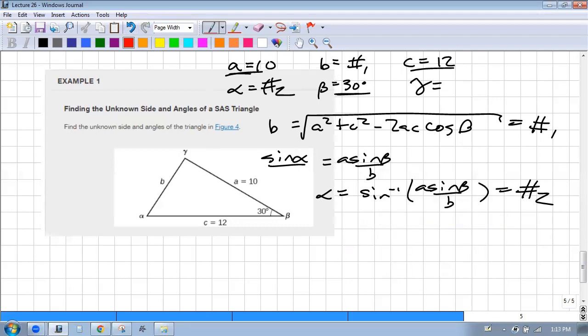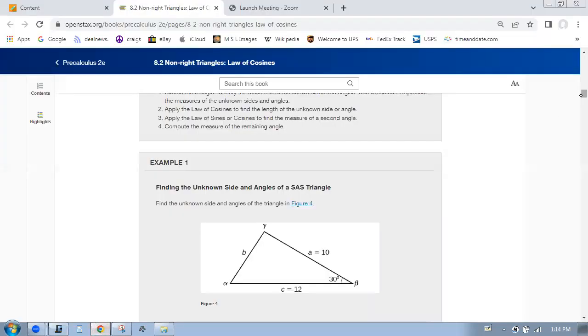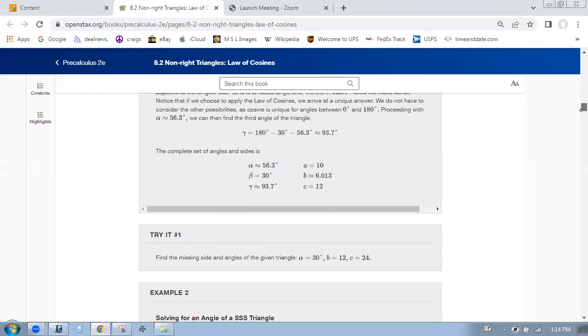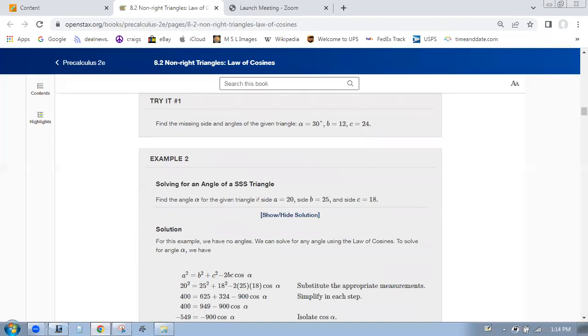All right. But once you know the two angles, you get the third because they add up to 180 degrees and you're done. Does that make sense? So first, look and see, can you use the law of sines? If not, use the law of cosines. It's that easy. All right. No ambiguity, no two triangle situation, none of that.